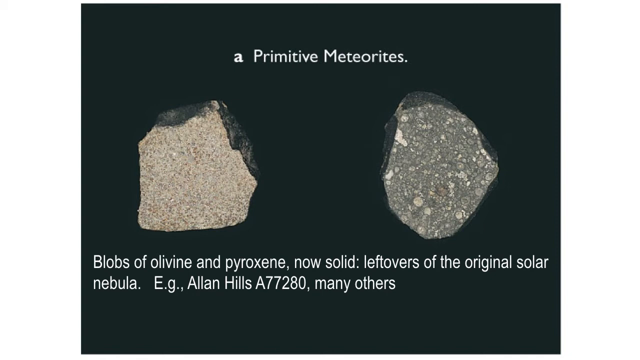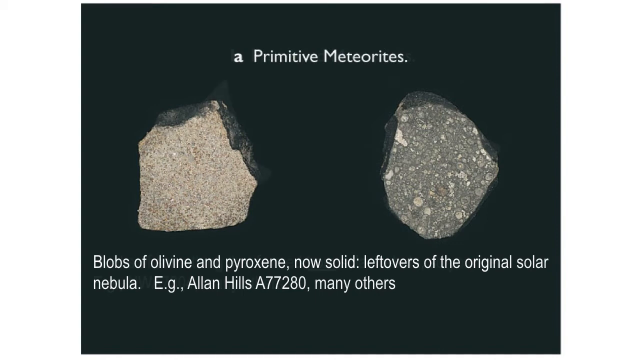An example of a primitive is Allen Hills A77280, discovered in the Allen Hills ice field of Antarctica. Okay, and so we find meteorites like this on Earth. I mean, for example, this one from Allen Hills in Antarctica.